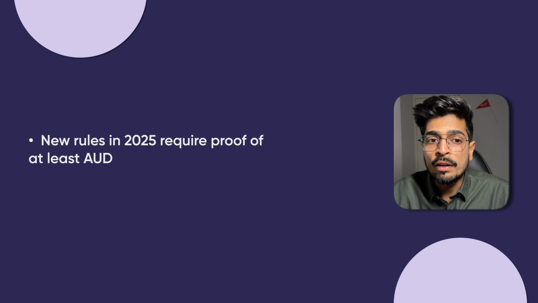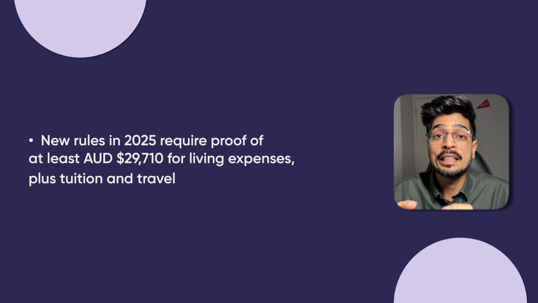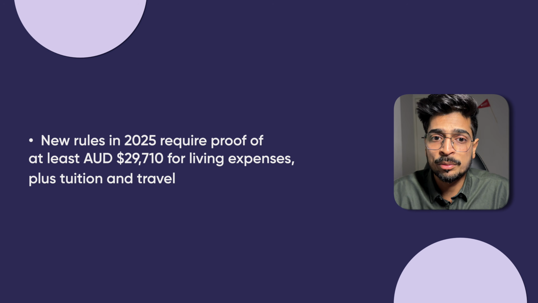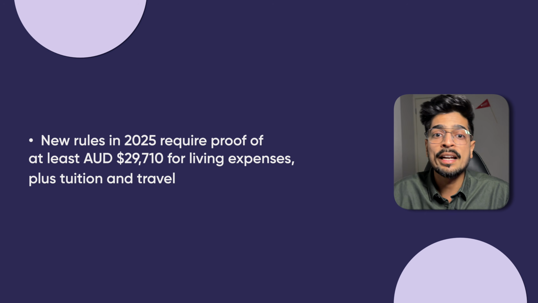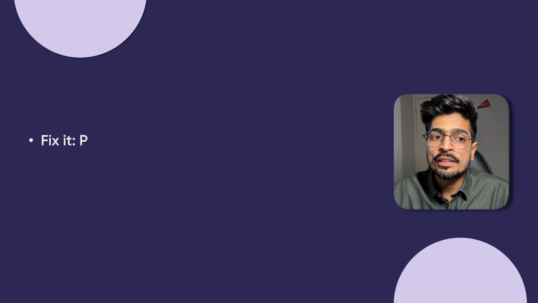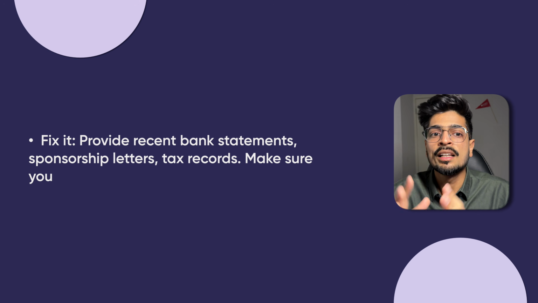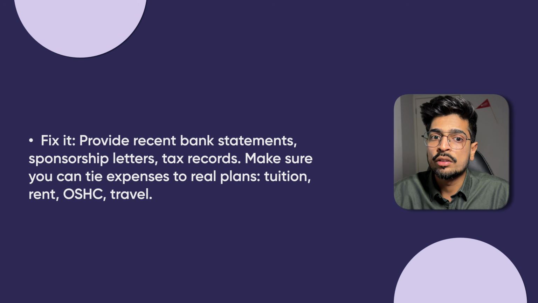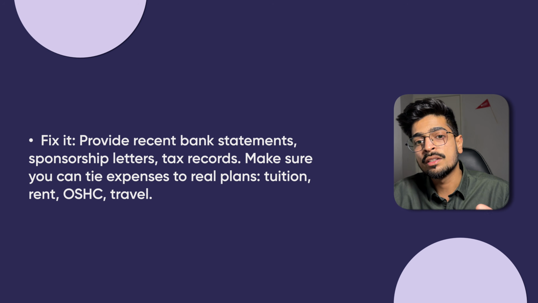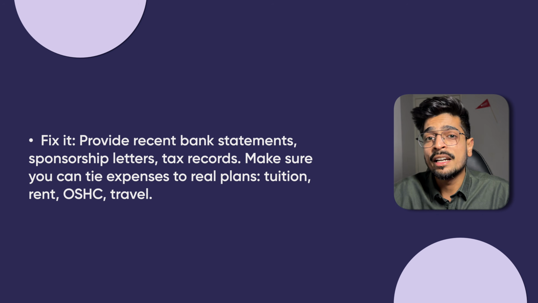Well, the next mistake is insufficient financial evidence. New rules in 2025 require proof of at least 29,710 Australian dollars for your living expenses, plus tuition fees and travel fees, obviously. If you can show them properly in your documentation, in your financial status, that's going to help you. If you can't, it's a reason for your visa being rejected. To fix it, provide recent bank statements, sponsorship letters, tax records, and make sure you tie expenses to real plans: tuition, rent, OSHC and travel.